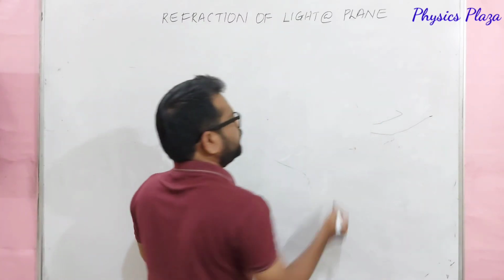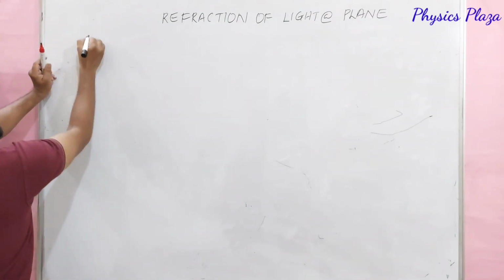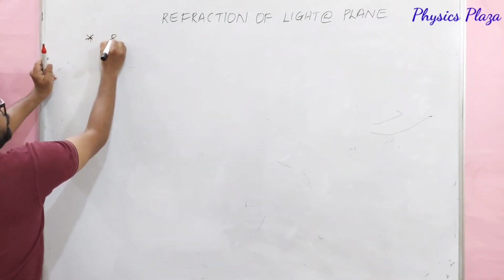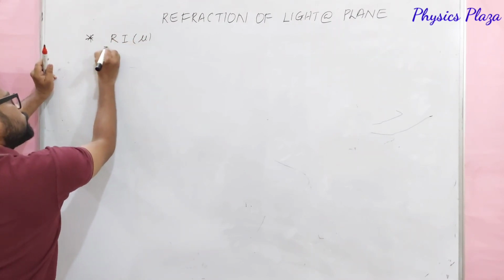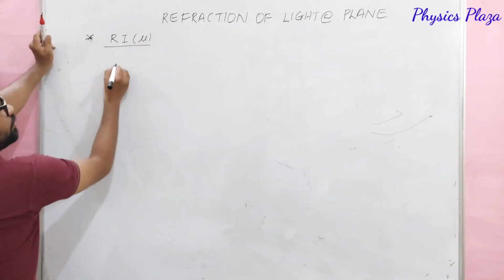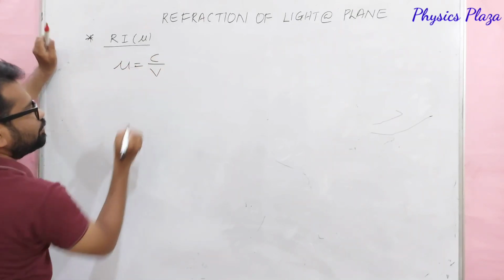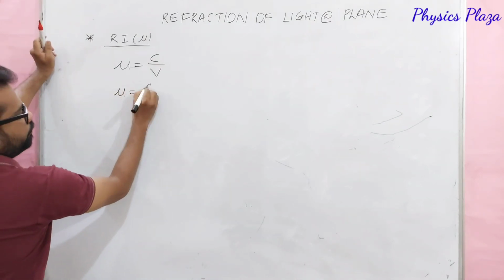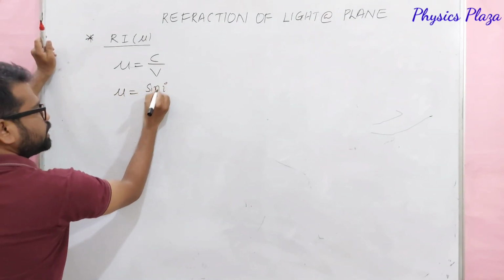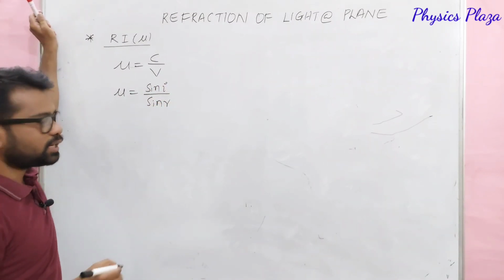Okay children? Refraction of light at a plane surface. Children, mainly here we will be discussing refractive index, mu. So how can we calculate it? Children, here we have mu is equal to c by v, that is, speed of light in a vacuum by speed of light in a medium, and mu is also equal to sin i by sin r, which is also called Snell's law.